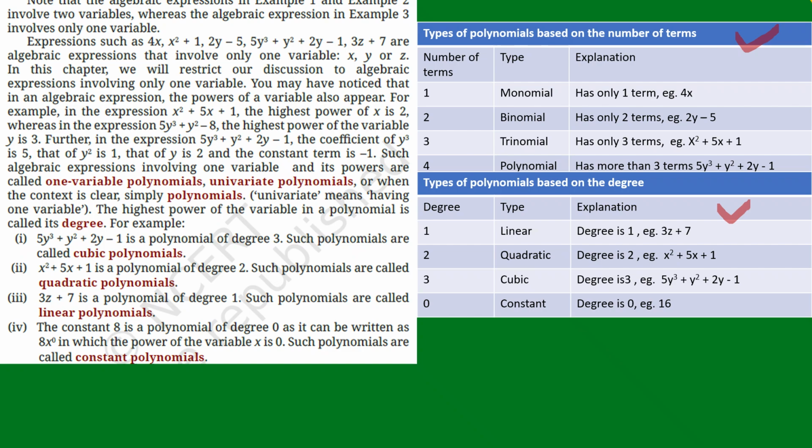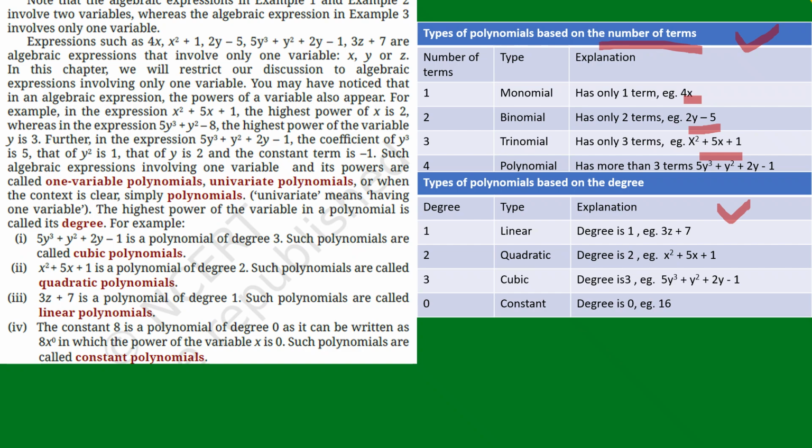So based on the number of terms, what are the different types we have? We have monomial, where it can have only one term. See this example 4x. There is only one term. For binomial, it is 2y minus 1. What are the two terms? Bi means 2. So what are the two terms? It is 2y and 5. This is a trinomial. What are the terms? X squared, 5x and 1 are the three terms. So it is called a trinomial. More than that, it's generally called a polynomial, as it is indicated by the example number 4.